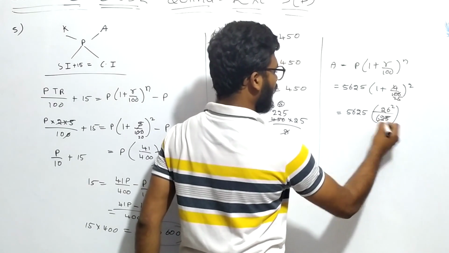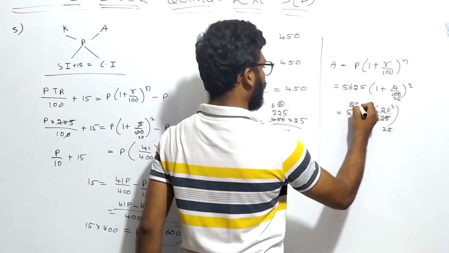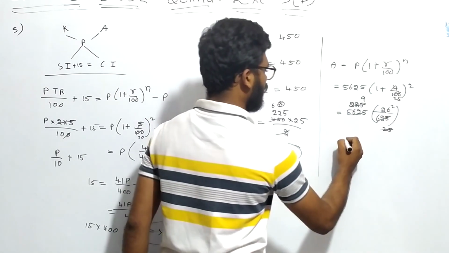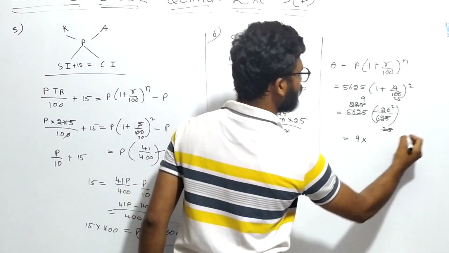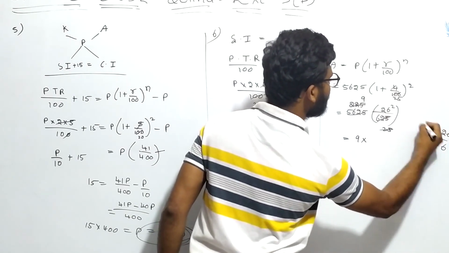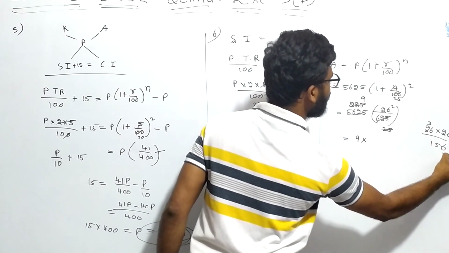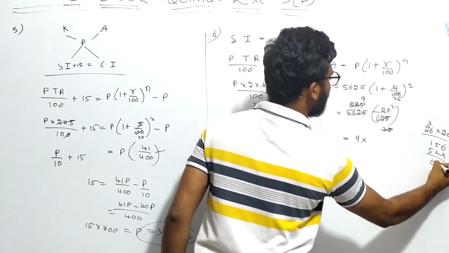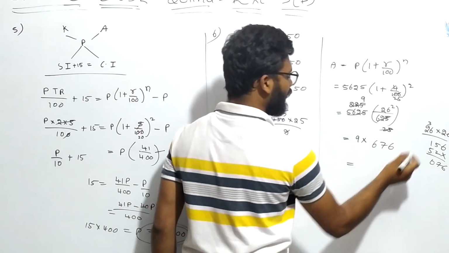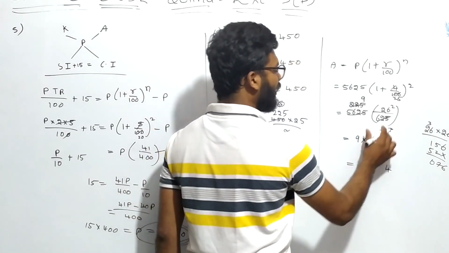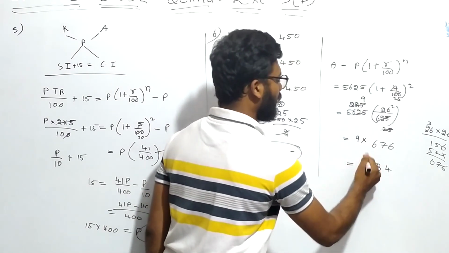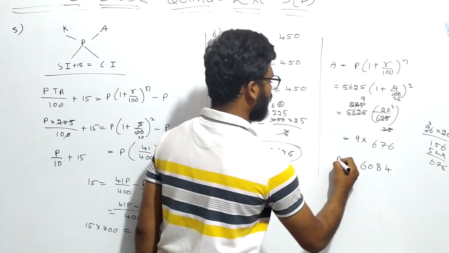Again 25 9 ja, right? So 9 into 26 square. So how much is 26 square? Multiply: 6 6 ja 36, 6 2 ja 12. So 156 plus 52 is 676. So 9 into 676. 6 9 ja 54, 9 7 ja 63 plus 5 is 68, 6 9 ja 54 plus 6. So 6084 is the amount.